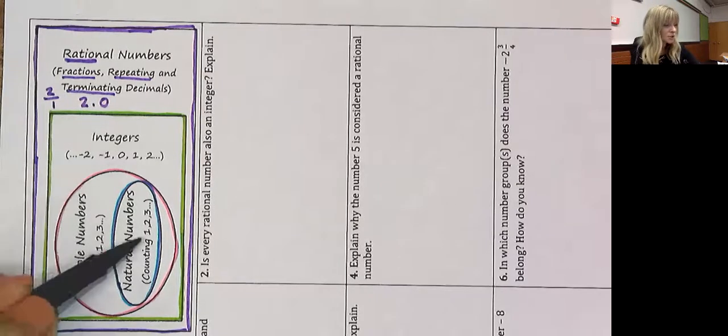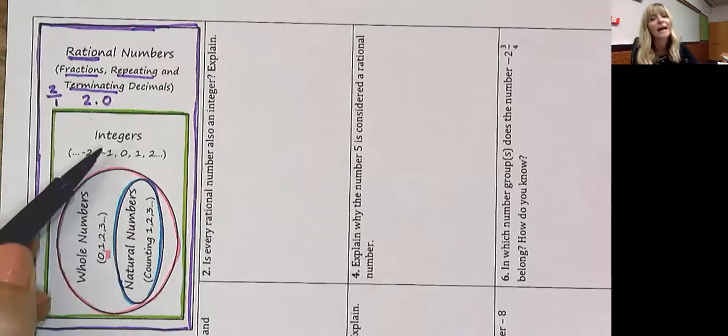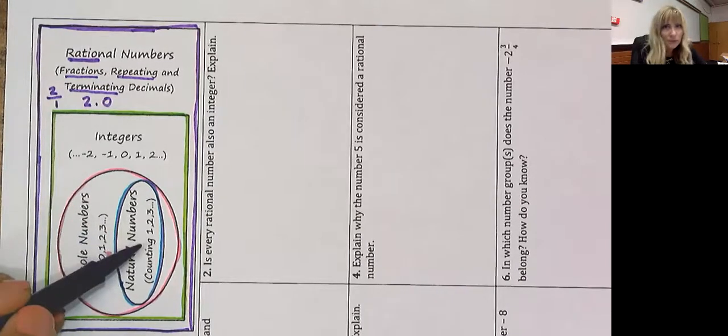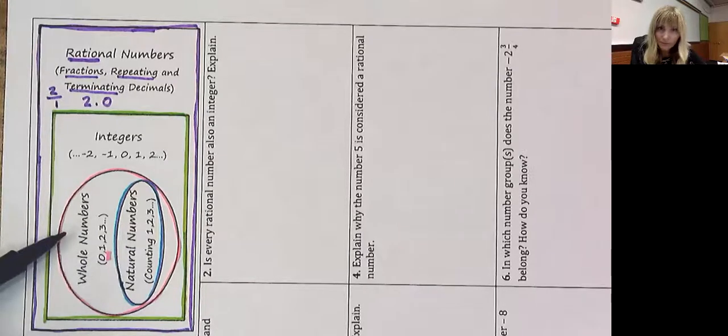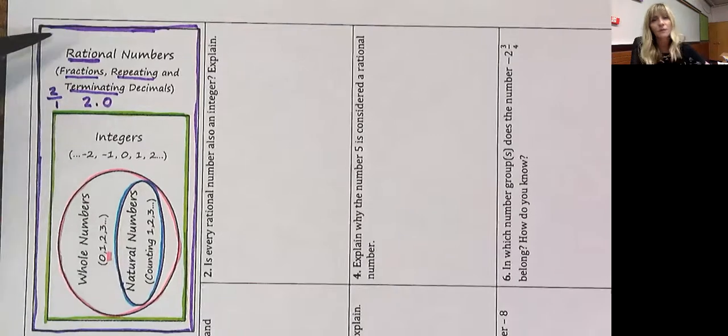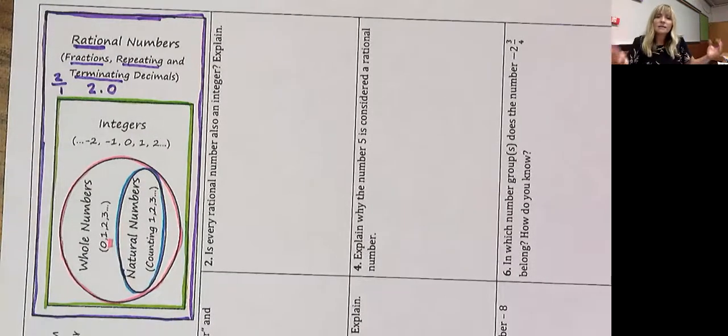So yes, the number 2 is actually a natural number. It's also a whole number. It's an integer, and it's a rational number. The chart works out. So wherever you start, so I might say the number 0. The number 0 is not a natural number, but it is a whole number. That means it's also an integer, and it's also a rational number. The chart works out, but it doesn't work back in.